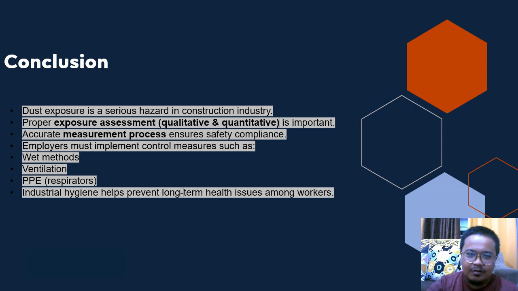And last, our conclusion. Silica dust is a very serious hazard in the construction industry. Proper exposure assessment, both qualitative and quantitative, is important to evaluate the risk. Accurate measurement ensures compliance with safety standards. Employers must implement control measures such as wet methods, proper ventilation, and use of PPE like respirators. This will help protect workers from long-term health problems.